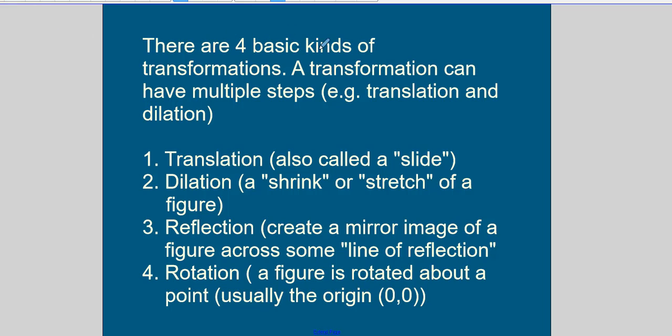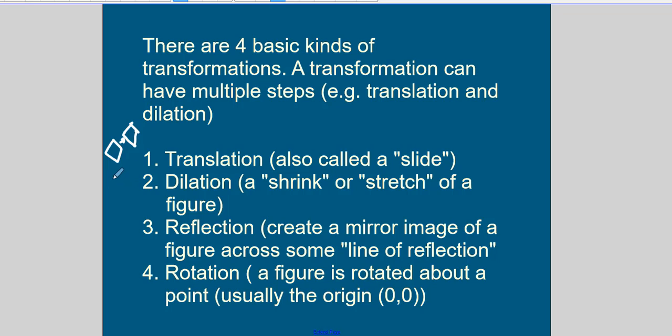So there are four basic types of transformations. If you've watched my other videos, you could skip this. A transformation can have multiple steps. For example, you could put together what we call a translation and a dilation. A translation is also called a slide. All a translation is, if I have a figure and I move it, the new figure is congruent to the original figure. All we've done is move it. Congruent means same shape and size.